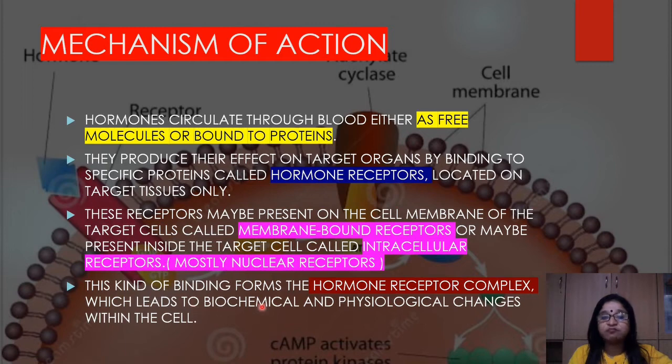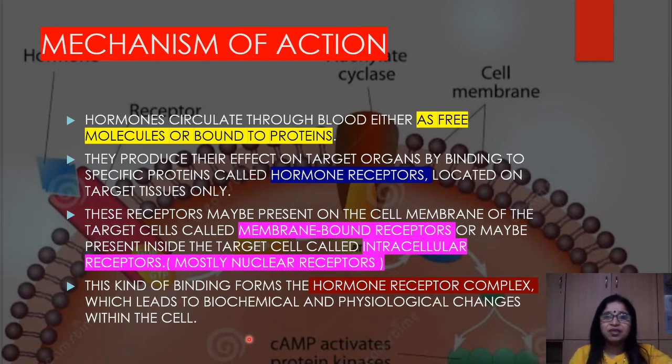Now, the moment the hormone fits into the receptor and binds with it, it might be a membrane bound or an intracellular receptor, doesn't matter, it immediately forms a hormone receptor complex. The moment this complex is formed, it leads to changes within the cell. There will be biochemical and physiological changes within the cell, and this creates the response from the target tissue.